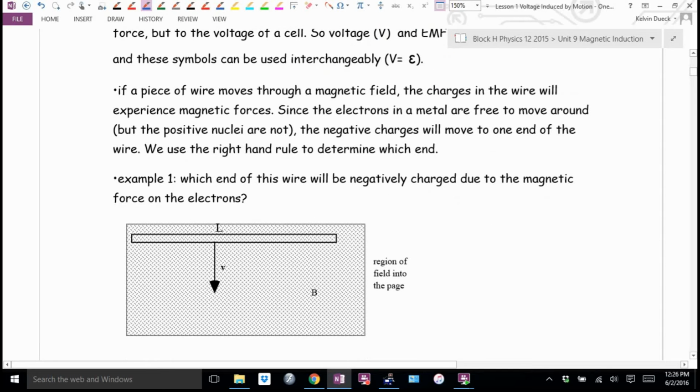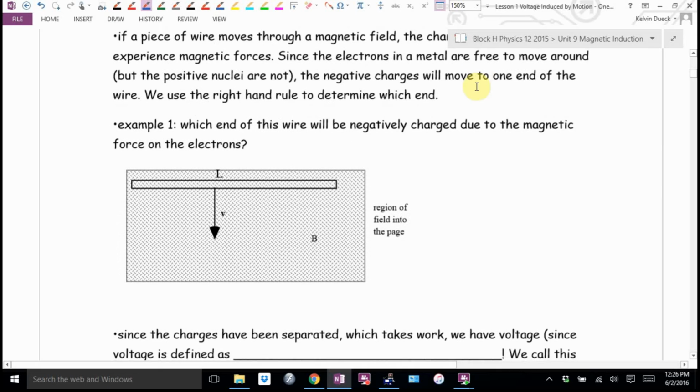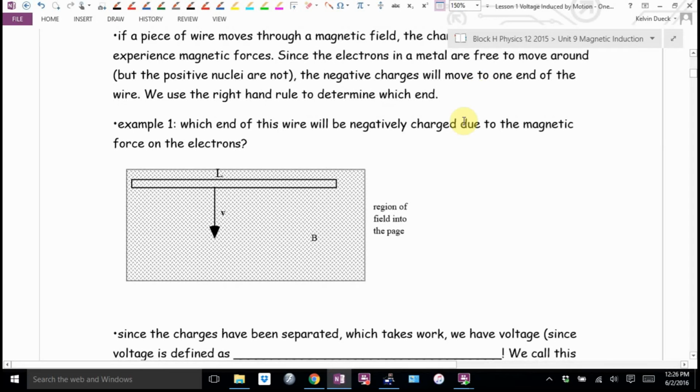If a piece of wire moves through a magnetic field, the charges in a wire will experience magnetic forces. Electrons are free to move, but we're going to pretend it's the protons that are moving. In fact, let's look at it. We're going to take this wire. Here's the wire. And we're going to move it. We're going to just grab it and pull it through a magnetic field. What's going to happen? Well, to figure that out, we're just going to target one charge. All of you right now, let's put a big positive dead center. Let's focus on that positive charge.